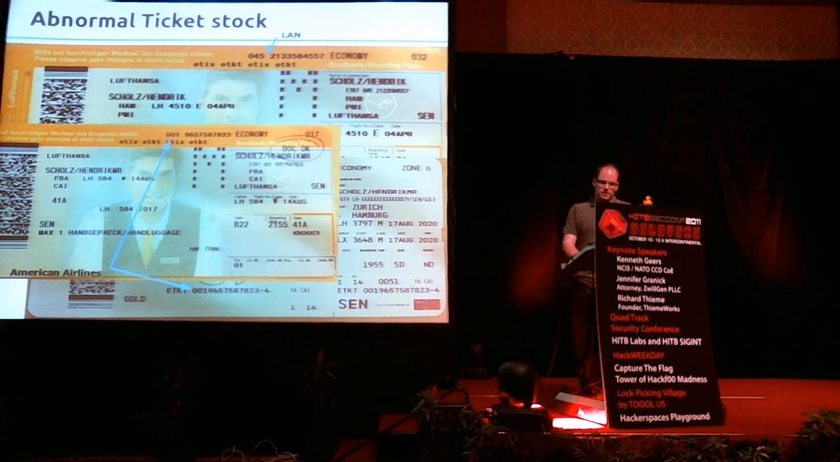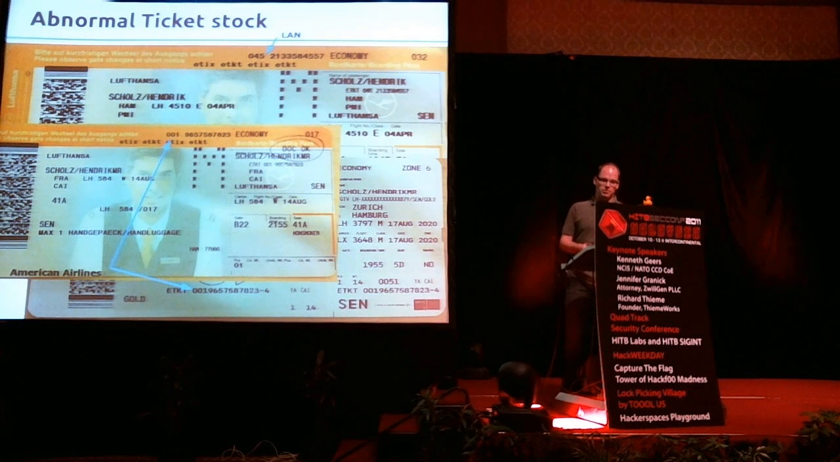Well, these are more tickets. What's interesting about these is if you look at the ticket stock numbers, 45 is LAN, which is an airline that's from South America, part of the One World Alliance, but the flight I took was from Hamburg to Palma de Mallorca on Lufthansa. So it's a totally different airline, totally different alliance, and there's no reason whatsoever to have a ticket from a Lufthansa flight on LAN ticket stock.